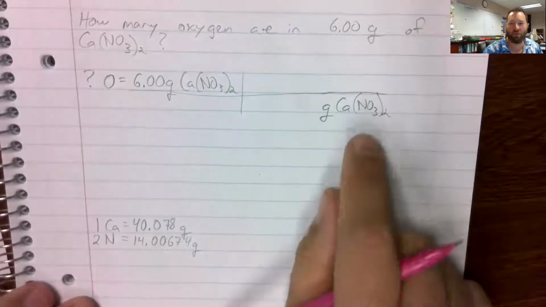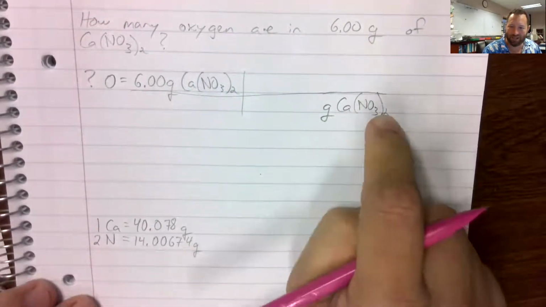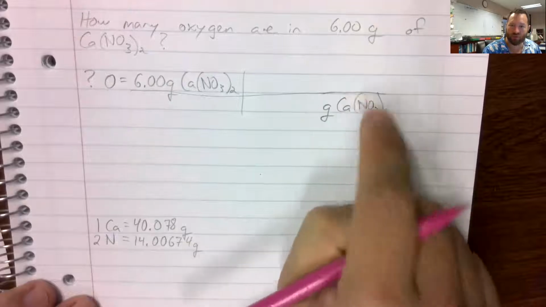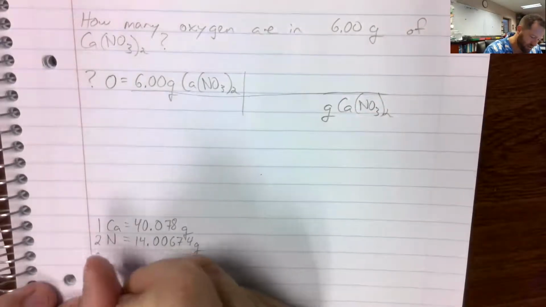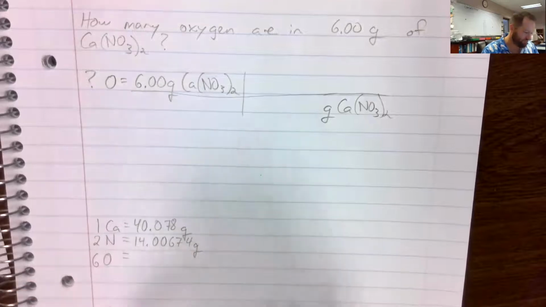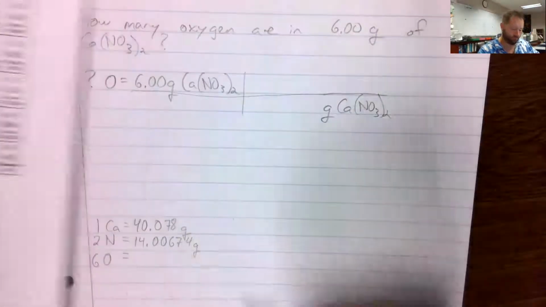And then finally, the third element here, oxygen. Keep in mind that the 2 outside the parentheses applies to everything within. And I have 3 oxygen inside. That's 6 oxygen. Find oxygen on the periodic table.